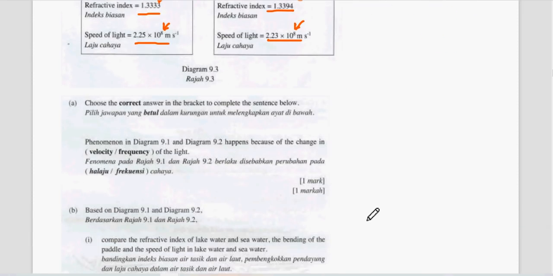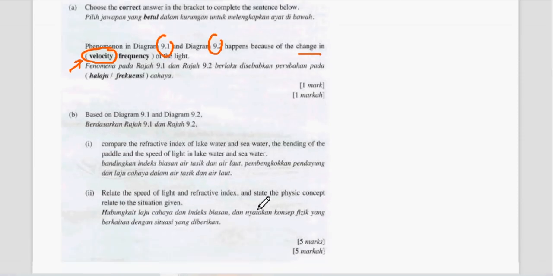Now look at the question. So choose correct answer. Choose correct answer in bracket to complete the sentence below. So phenomenon in 9.1 and 9.2 happen because of the change in what? Velocity or frequency? It should be velocity. Okay, speed. Okay, so light bend when it travel through different optical density medium due to the change in velocity. So remember the definition that we discussed earlier.